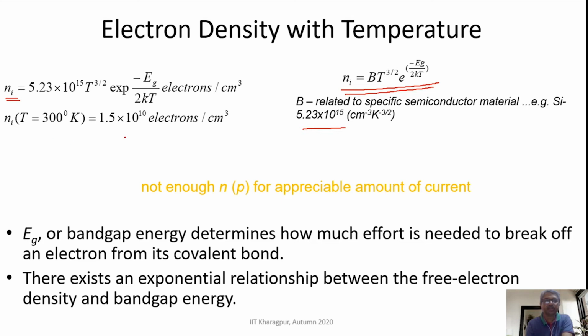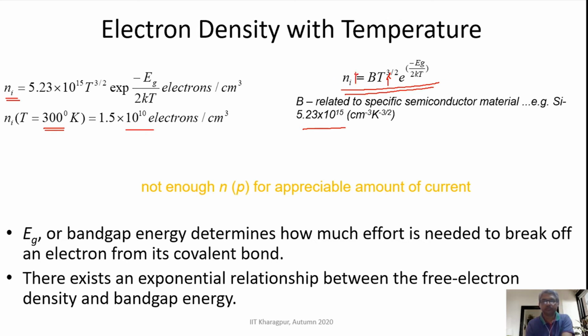In case of silicon, intrinsic carrier concentration is typically of the order of 10^10, precisely around 1.5 × 10^10 electrons per centimeter cube at room temperature. This "at room temperature" is very important, because if you increase temperature, you see in this formula the intrinsic carrier concentration will increase.